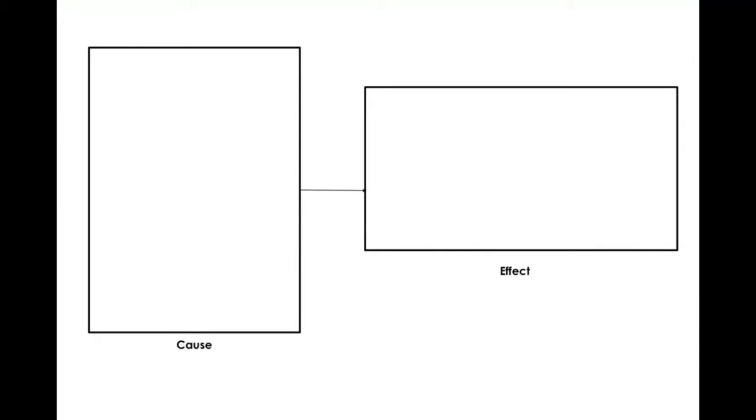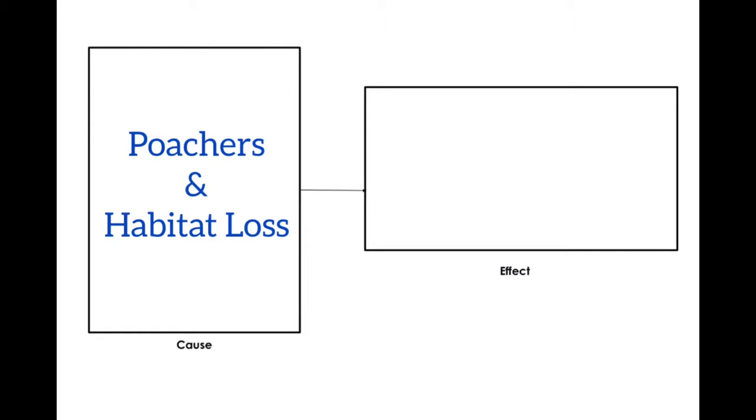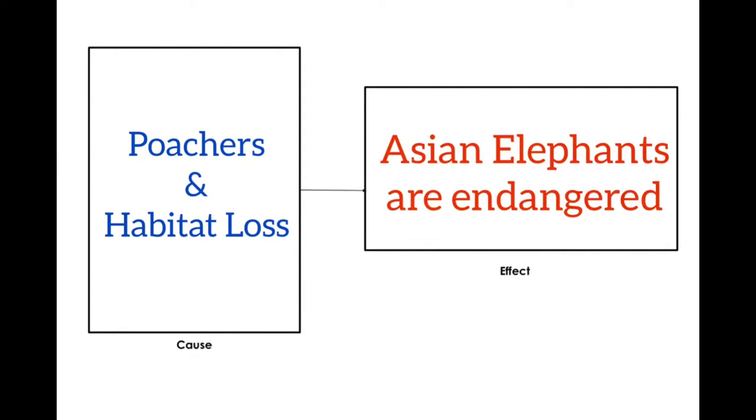What makes this article so interesting is that at the end of the article, the author states one more cause and effect, except this time, the author shows the relationship between humans and the effect they are having on elephants. Can you identify this final cause and effect? Unfortunately, the cause or event that is taking place is that poachers are killing Asian elephants and humans are destroying their habitat. As a consequence or effect, Asian elephants are now endangered.